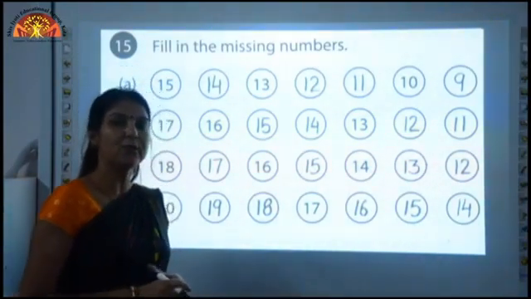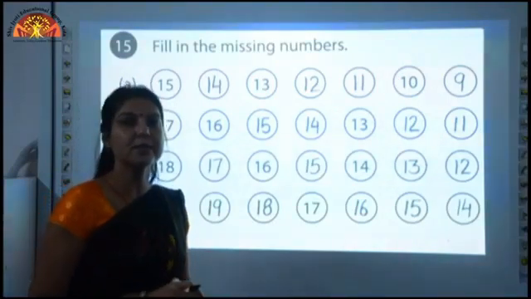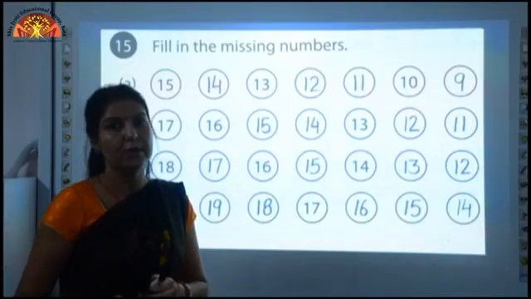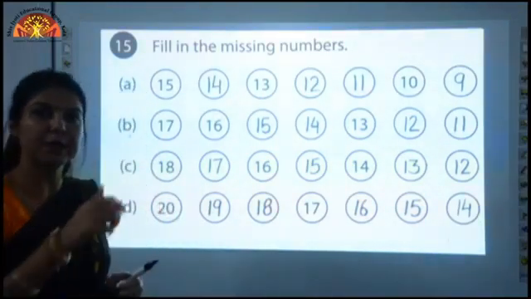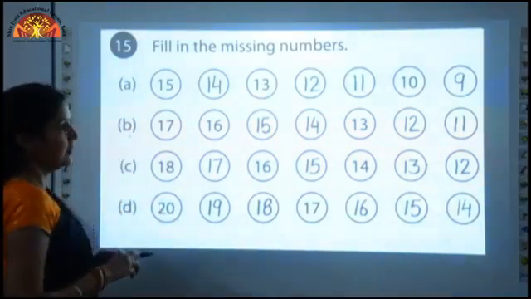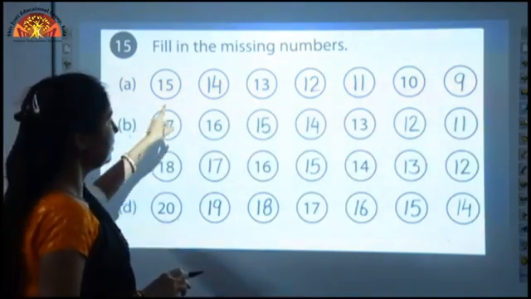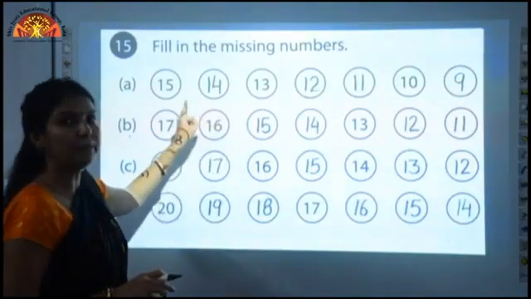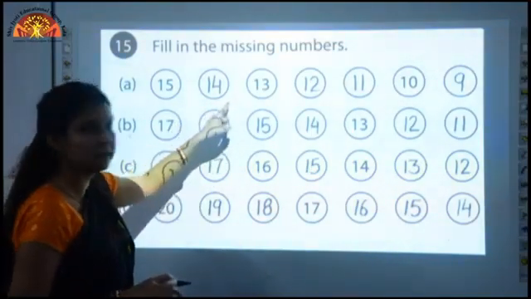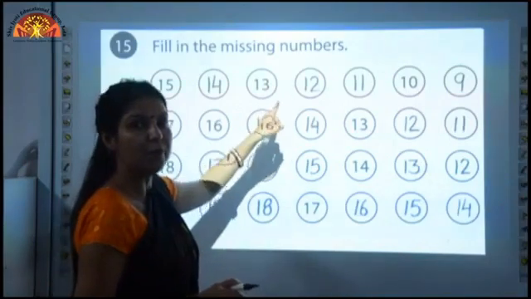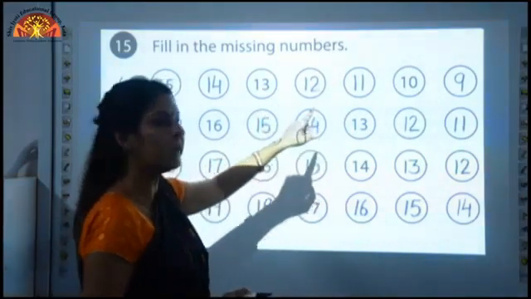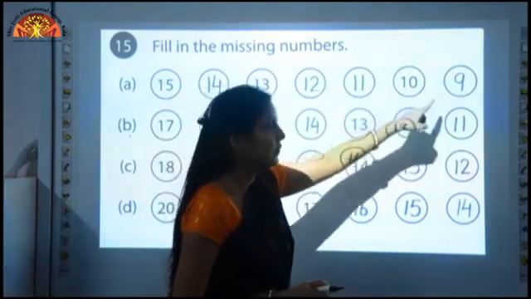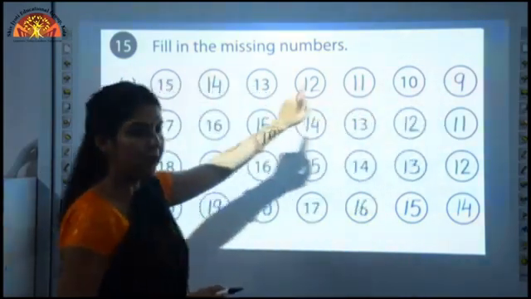What is backward counting? Backward counting means coming down the stairs, from biggest to smaller. You have to write the numbers from bigger to smaller. Here 15 is written, so you have to write the before number of 15. This is 14. 13 is written. You have to write the before number of 13. This is 12. Then 11, 10, 9. I hope you have understood.